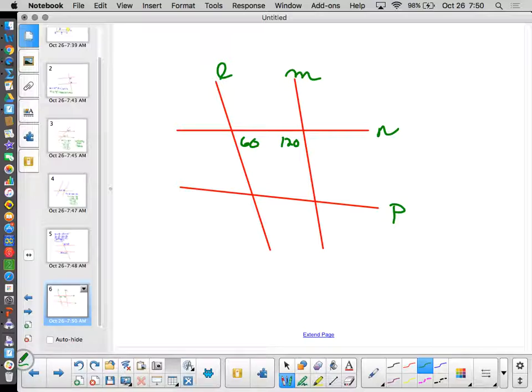Okay, tell which lines are parallel, explain your reasoning. So you might have to use some angle pair names here to do that. Do I have any parallel lines in this picture? Yes, I do. Which ones? L, okay, so L is parallel to M because what?